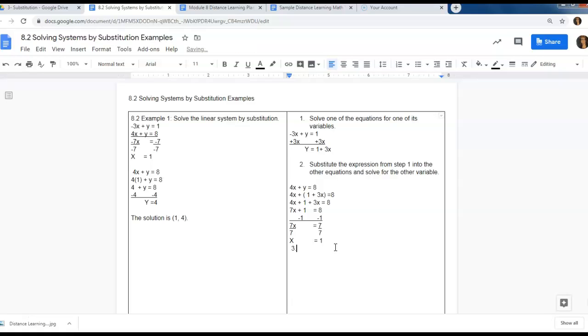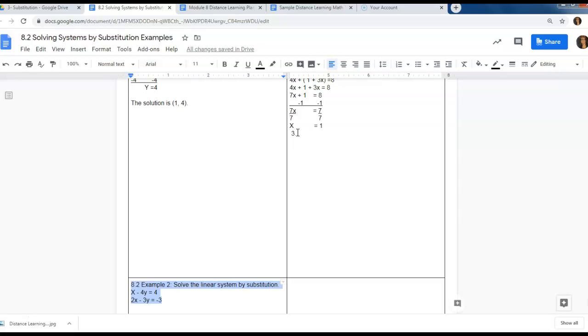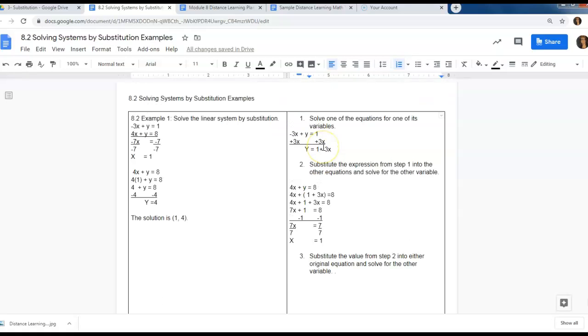Okay, so now the third step, oops. The third step is substitute the value from step 2 into either original equation and solve for the other variable.